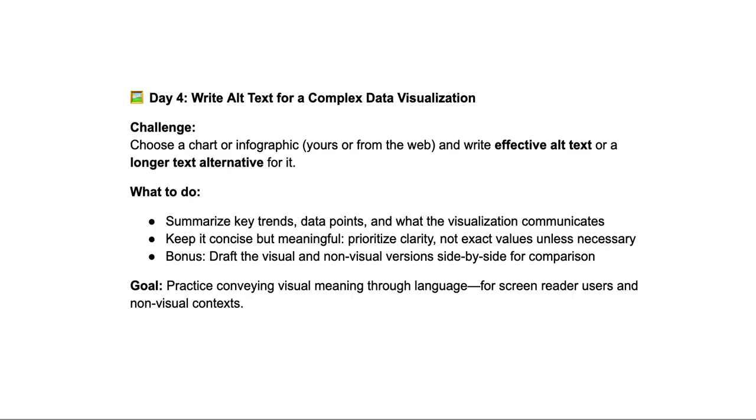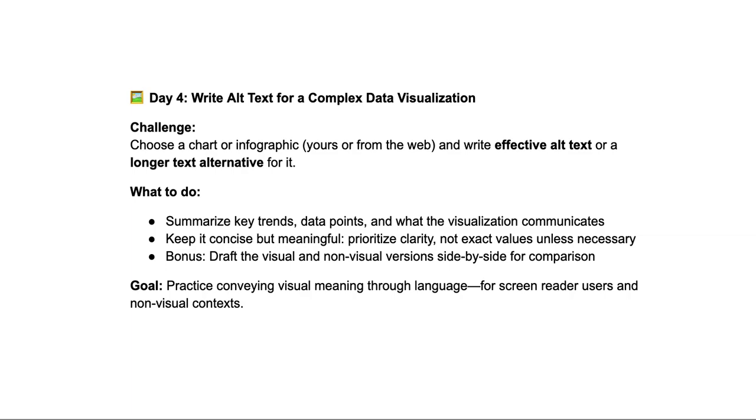Day 4, write alt text for a complex data visualization. This one's fun because you really do have to think about what the data visualization is communicating. If you're looking for complex data visualizations, they're kind of all over the place. I know that for a while the New York Times was really good at creating interactive infographics that were fairly complex. Maybe that may be too much of a stretch, but choose a chart or infographic. It could be yours or from the web, and write effective alt text or a longer text alternative for it.